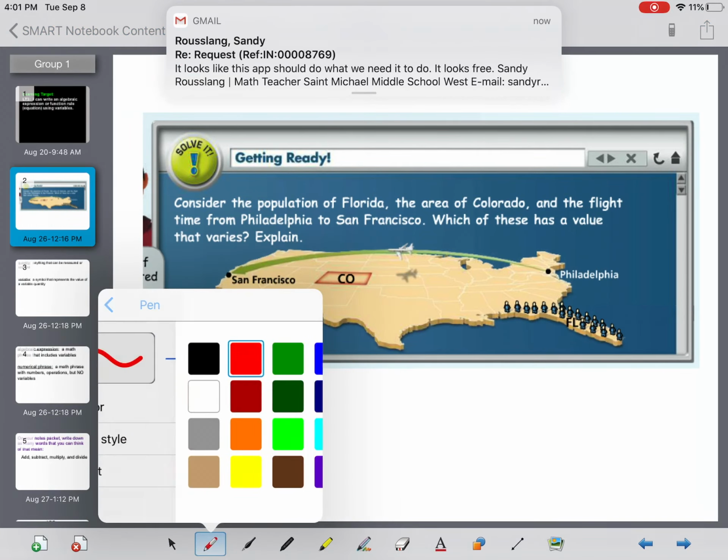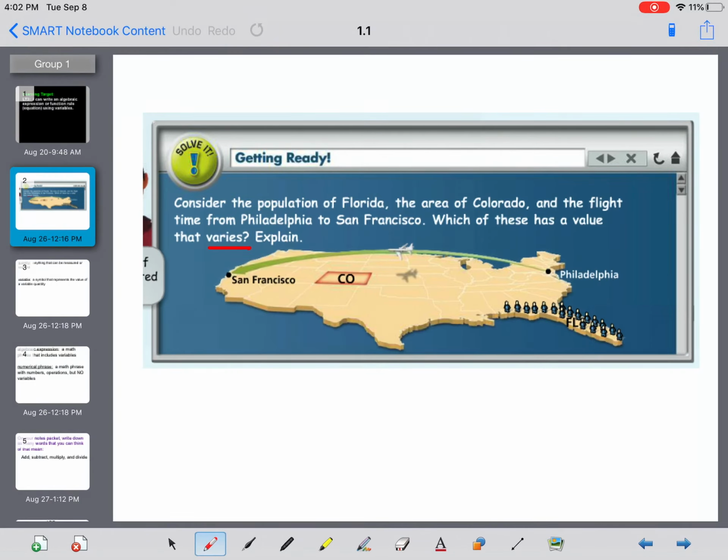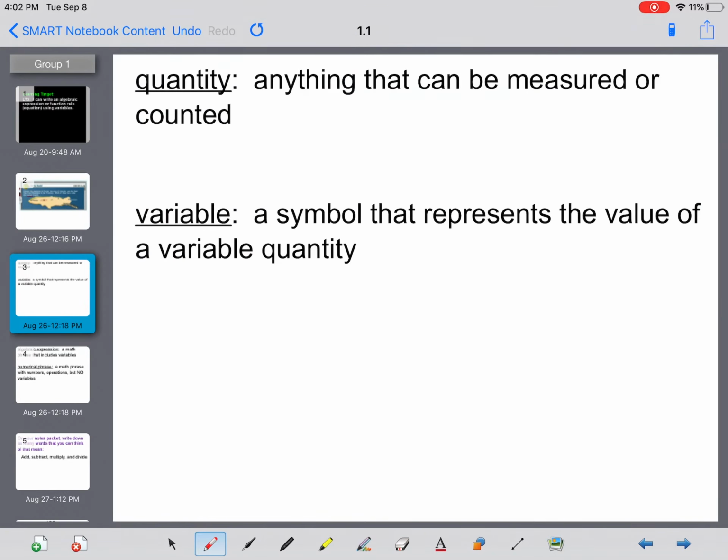Okay, well, in order to do that, you probably need to know what these words mean. So varies is going to be one of our vocab words. Variable, like we were just talking about, is a symbol that represents the value of a variable quantity. That means a number that could be different depending on the situation. Instead of putting a number there, since we don't have a concrete number, we take that number out and put in a letter or a symbol. Quantity is anything that can actually be measured or counted. So that is a number. One number every time. If there's 5 marbles on the table, it's just a 5.